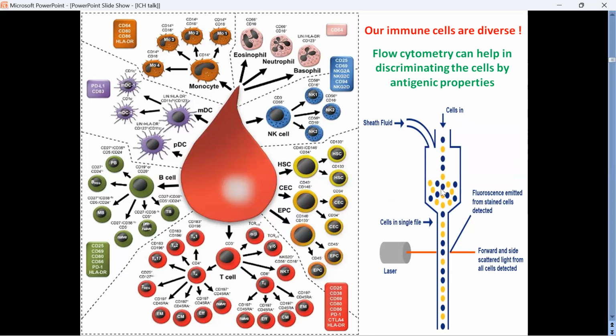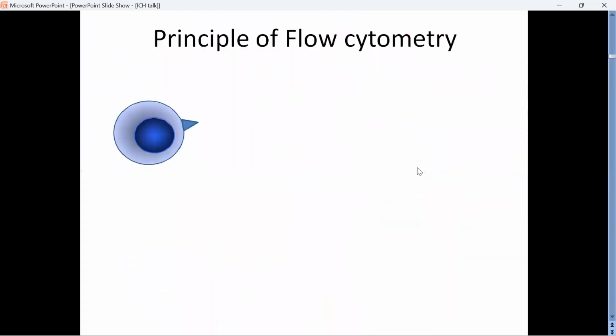You have a mixture of cells, and as they flow through one at a time, they are interrogated by the laser, and they are studied for their physical properties as well as their fluorescent properties. Since this topic is a very broad one, I cannot go very deep into flow cytometry basics to teach you the technique, but I can give you a small idea of the principle of how this works.